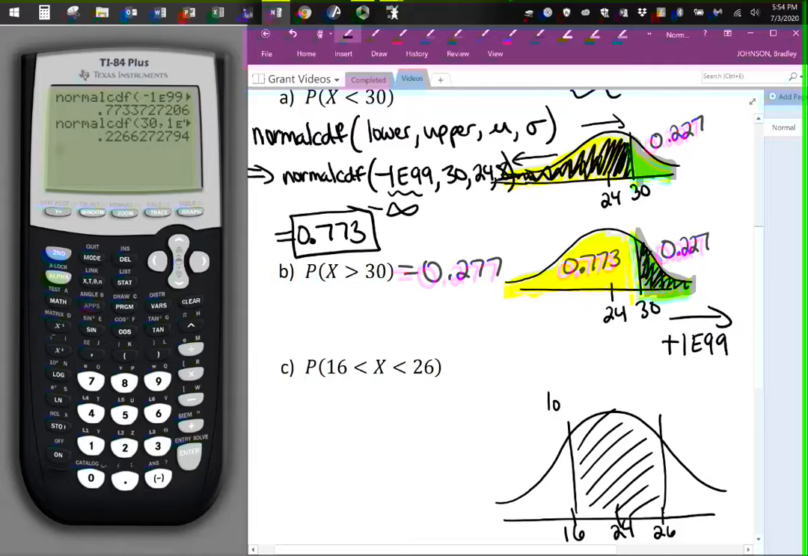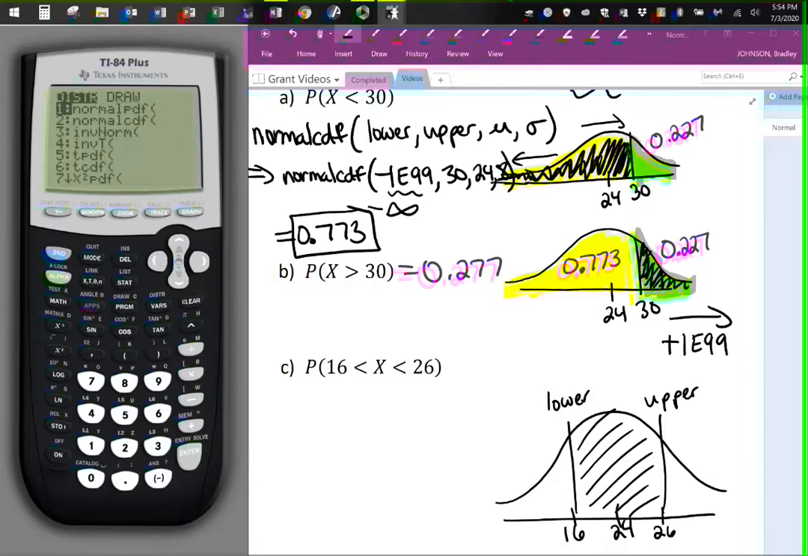So now my lower bound is 16 and my upper bound is 26. So actually this is quite nice. I can hit second vars, go to number 2, and then I can hit 16. I can pick 26, and then 24 and 8. I can hit paste. So that's exactly how you type it in the 83 as well. 16, comma, 26, comma, 24, comma, 8. Hit enter, and then we get 0.440.